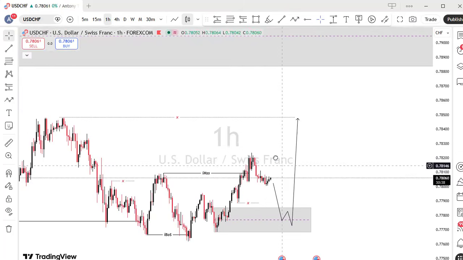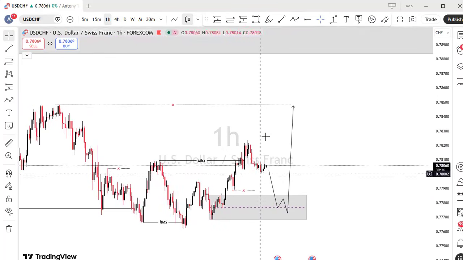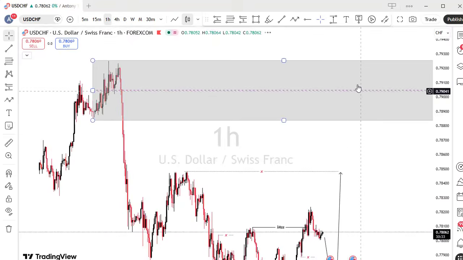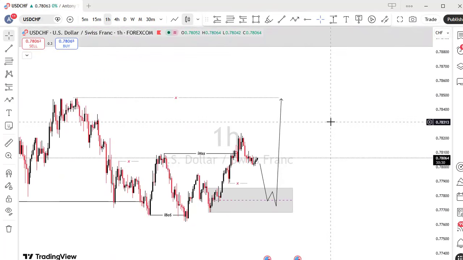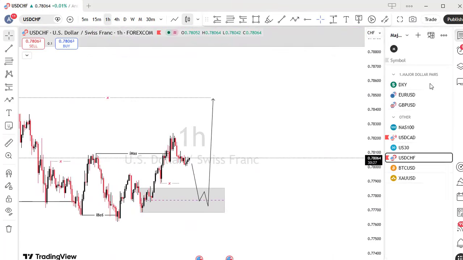All right. So if, for instance, market never comes to this zone and continues buying, then this is where I will be looking to sell from. So that is it on USD JPY.